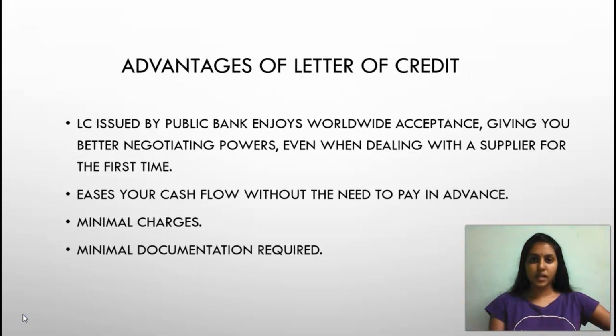Advantages of a letter of credit. A letter of credit issued by Public Bank enjoys worldwide acceptance, giving you better negotiating power even when dealing with a supplier for the first time. It eases your cash flow without the need to pay in advance. Public Bank offers minimal charges and requires minimal documentation.